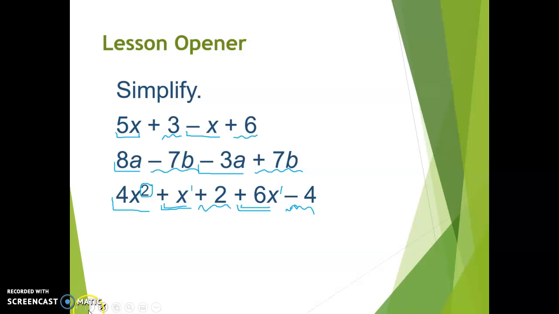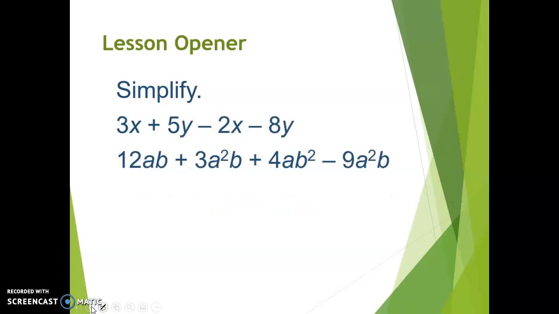So when we combine those terms, we get 4x plus 9 in the top. Our middle expression becomes 5a because negative 7b plus 7b zeroes out. And our third expression becomes 4x squared plus 7x minus 2. All right, try simplifying these expressions. Pause the video, resume when you're ready to check your answers.